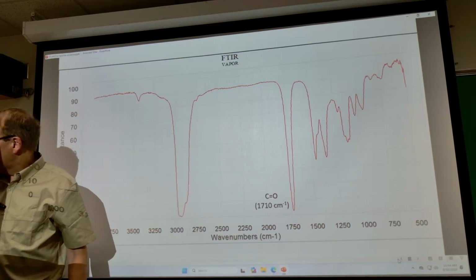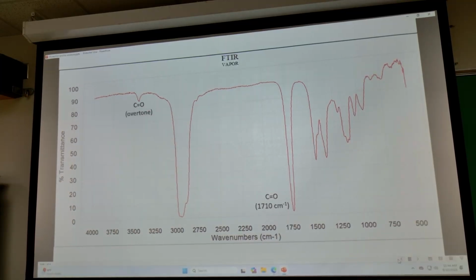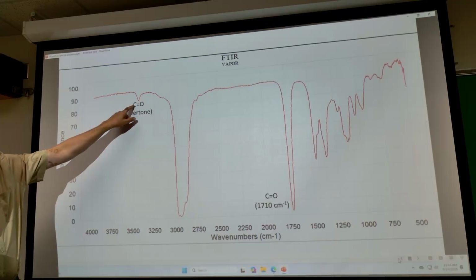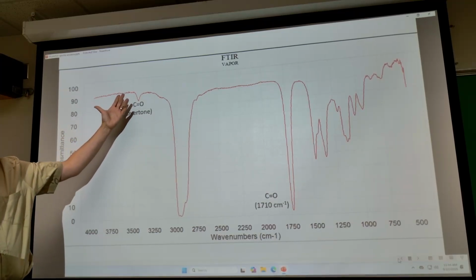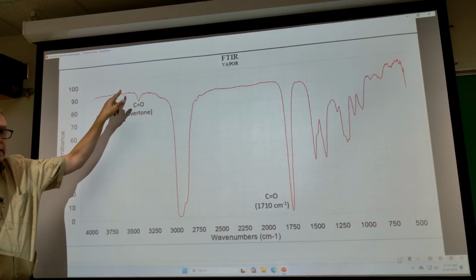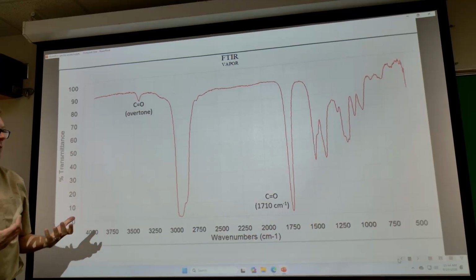So the other things that are here, there's also a C double bond O overtone, which is common, so don't confuse that for an OH or an NH. It's just a part of the C double bond O.